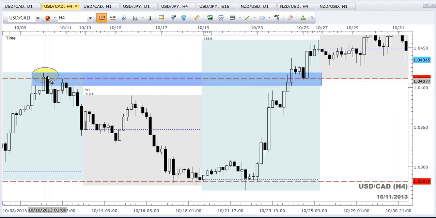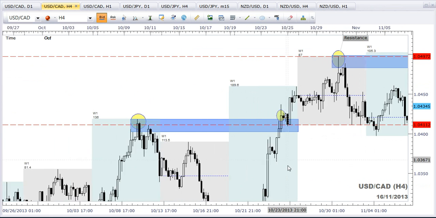So this was an identified resistance area here, and as price got up to it, I shouldn't be taking long trades until it gets broken, and it got broken on this bar here. And when it does that, I can look to take a long trade, and expect that this resistance area is no longer valid, which is exactly what happened.